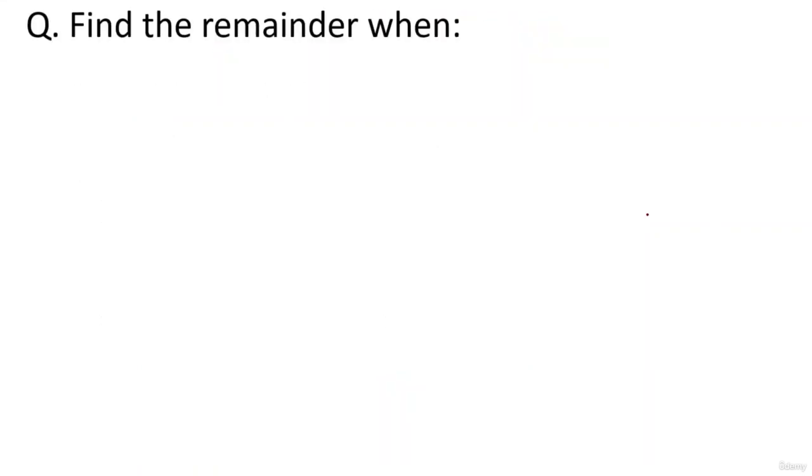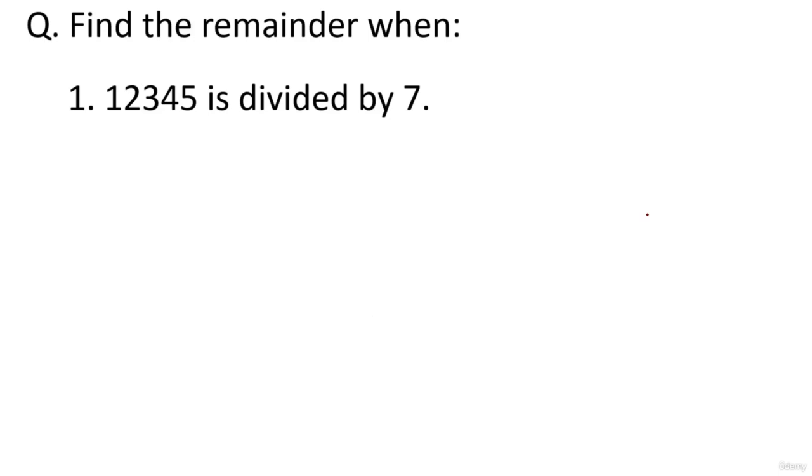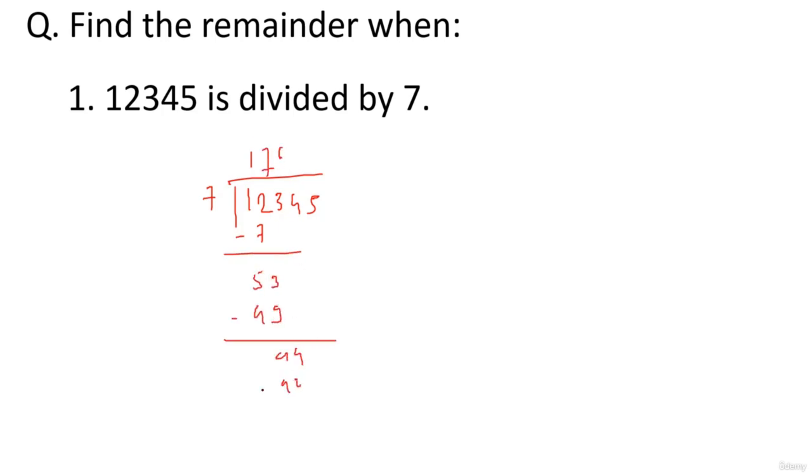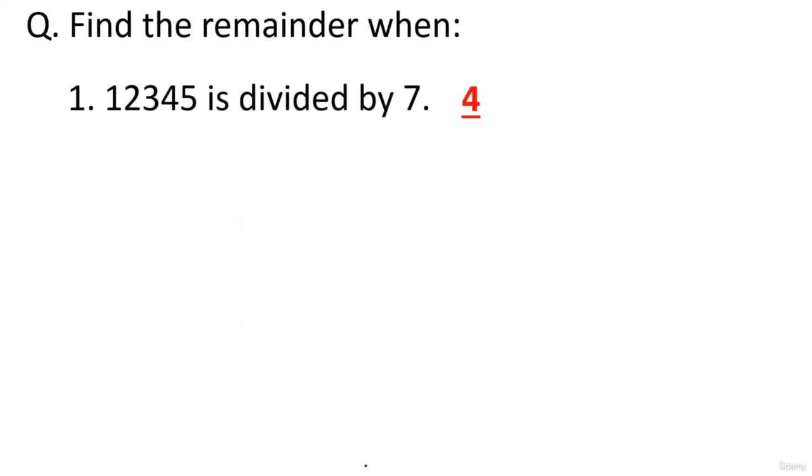Let's see. Find the remainder when 12345 is divided by 7. So again, if I divide 12345 by 7, a very simple way is you can divide and check. 25 minus 21 is 4. So here the final remainder is equal to 4.